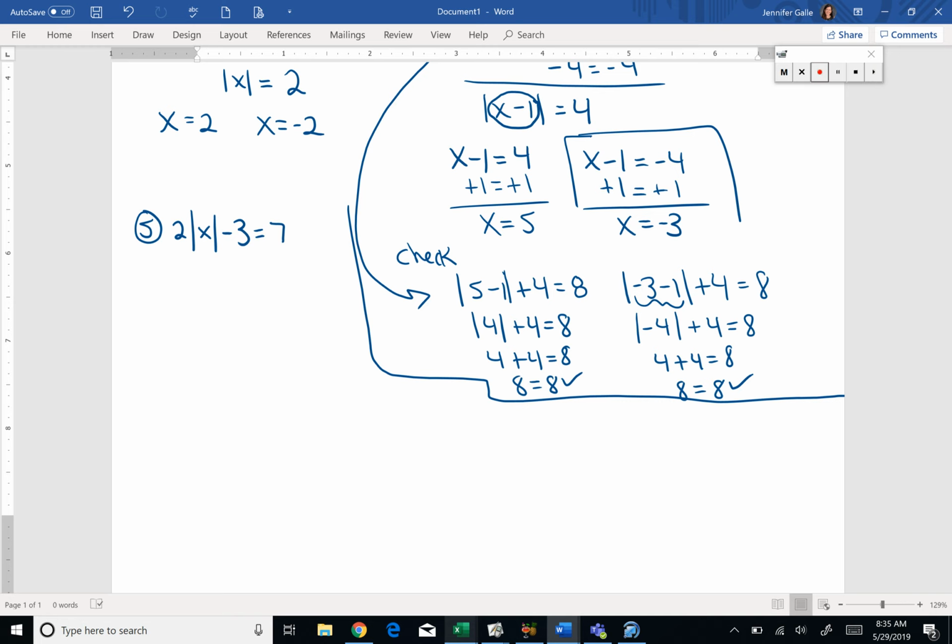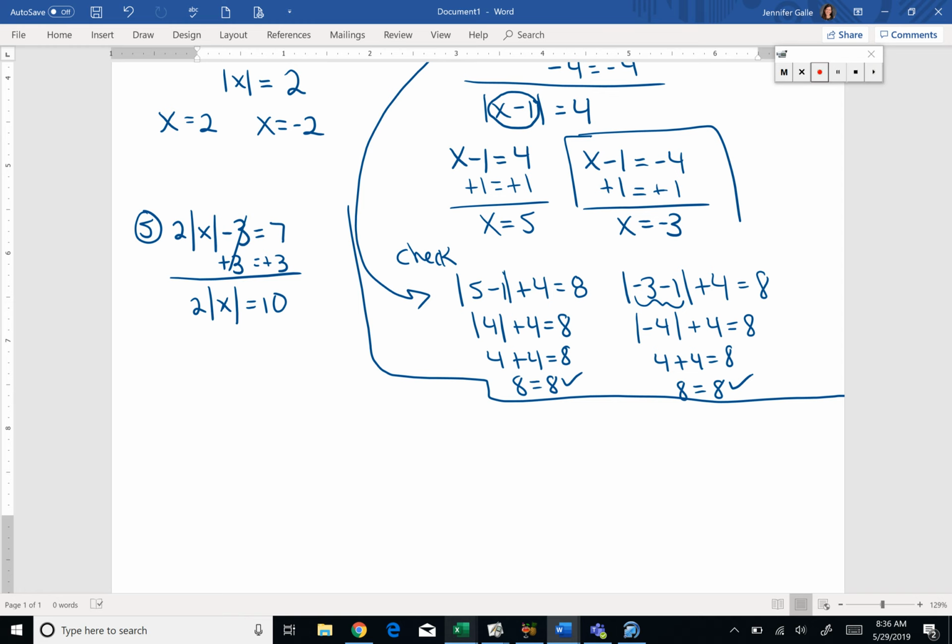Alright guys, it looks like some of us are definitely getting warmed up here. It's awesome to see. So a lot of really good first steps again. Looks like we're all clicking with the idea of I've got to get those absolute value bars by themselves first. So in order to do that, what's the first step that we take? Add 3. So that means I still have 2 times the absolute value of x, and now it's going to equal 10.